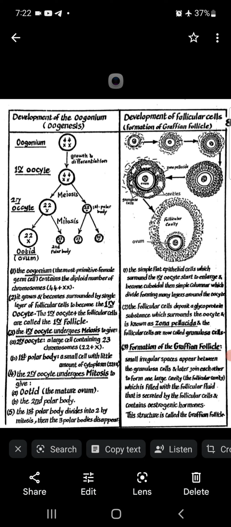Third, the primary oocyte undergoes meiosis to give secondary oocyte, a large cell containing 23 chromosomes, meaning haploid, and first polar body, a small cell with little amount of cytoplasm. And next, the secondary oocyte undergoes mitosis to give ovum, or mature ovum, and the second polar body. Now the first polar body divides into two by mitosis, then the three polar bodies disappear and only one large cytoplasm ovum will remain for fertilization.